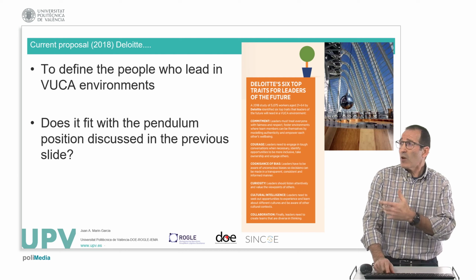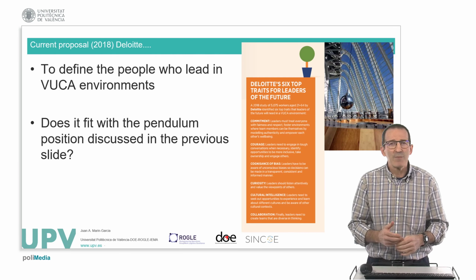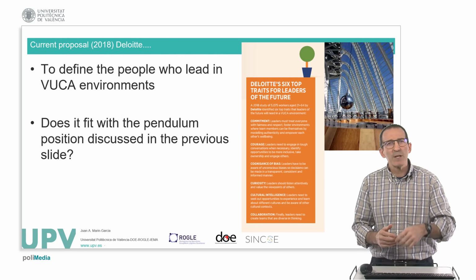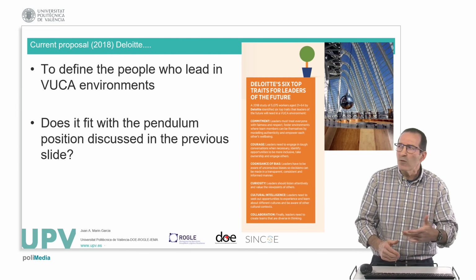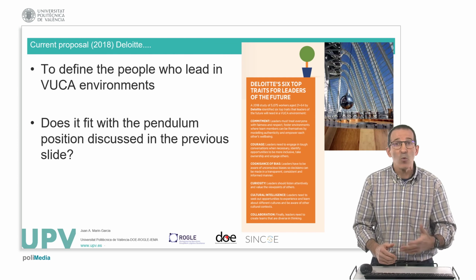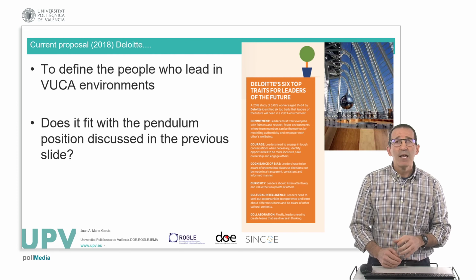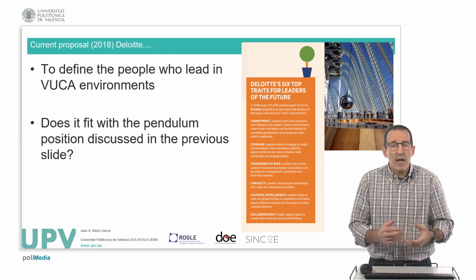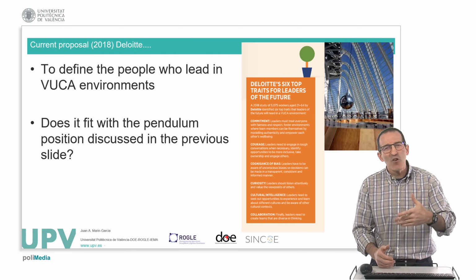This is what you see. In fact, this is what I present in the transparency, what one of the most important consultancy firms puts forward to define people who are leaders in environments that are volatile, uncertain, complex and ambiguous. I have pasted the part that you see in orange as it is, as it appears in one of their reports. That's why you have it in English.